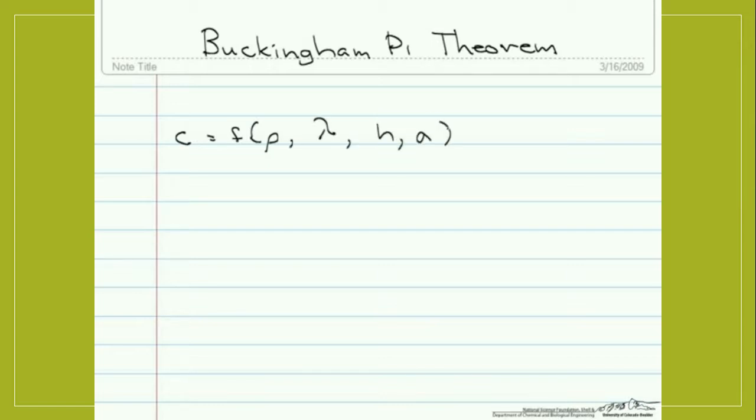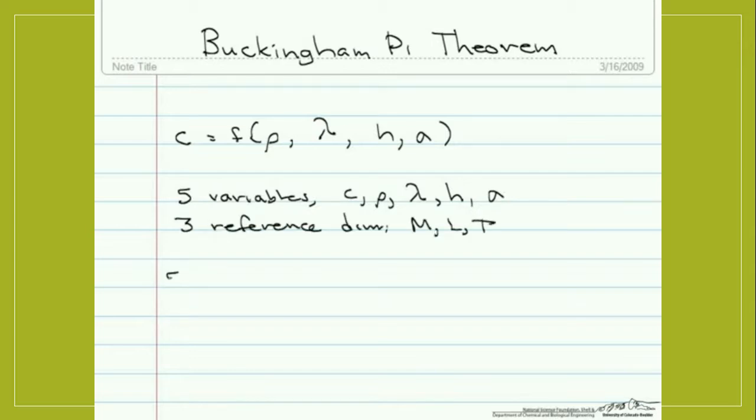So we have five variables, c, rho, lambda, h, and sigma. We have three reference dimensions, M, L, and T. So 5 minus 3 equals 2. We should have two pi groups.